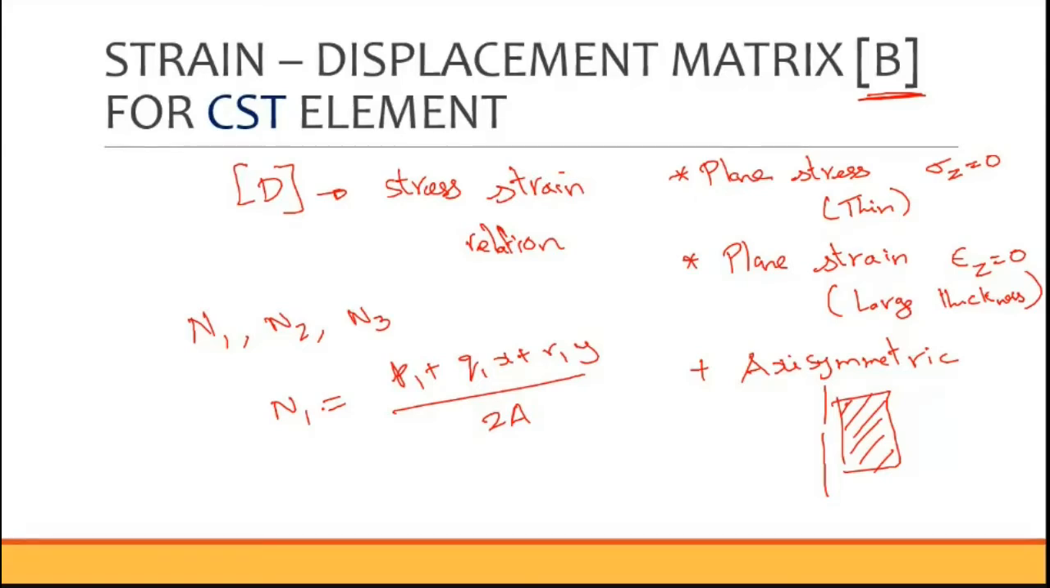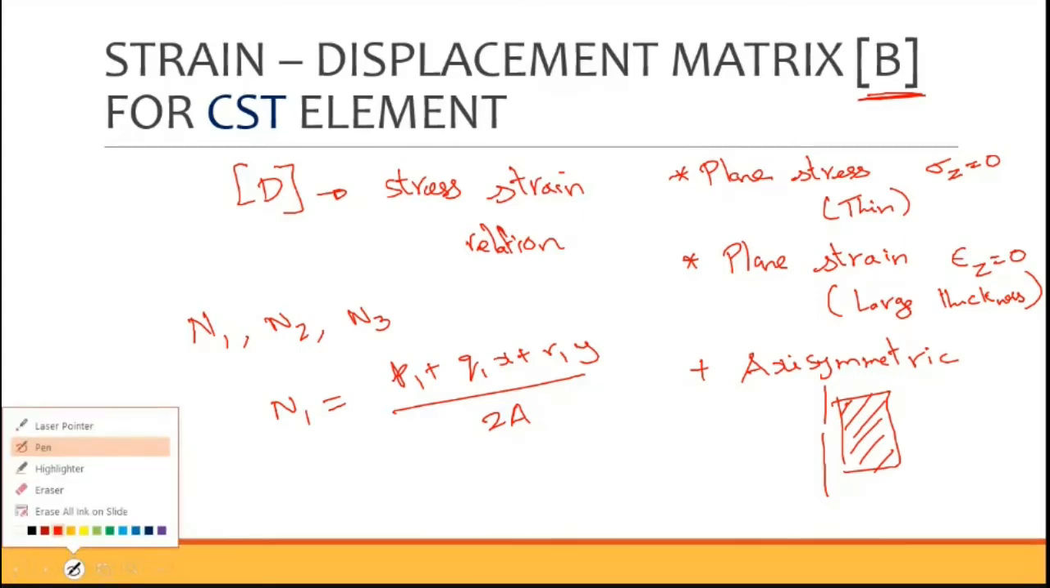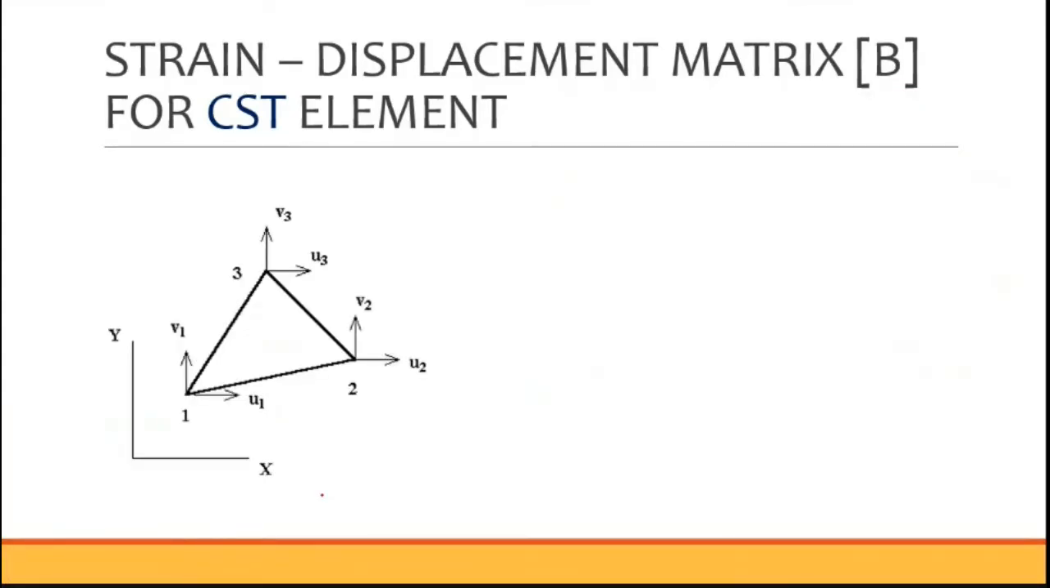Before that, I want to discuss the main importance of N1, N2, and N3, that is, your interpolation functions. Let me consider this as my element. This triangular element has three nodal points. Nodal point 1 has displacements U1 and V1, where U1 is the X displacement and V1 is the Y displacement. Similarly, nodal point 2 has U2, V2, and nodal point 3 has U3 and V3.